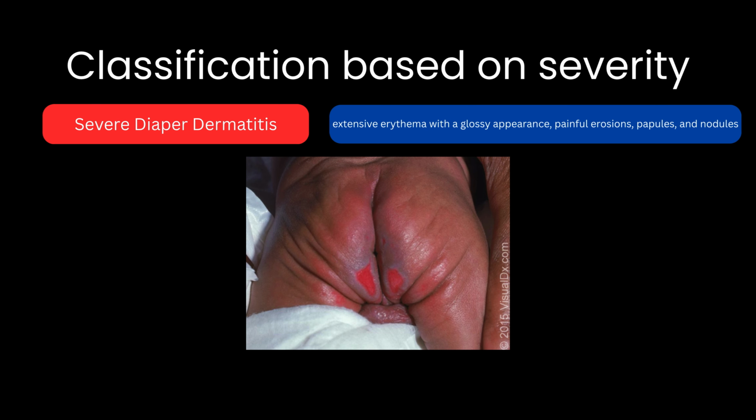Severe diaper dermatitis is characterized by extensive erythema with a glossy appearance, painful erosions, papules, and nodules.